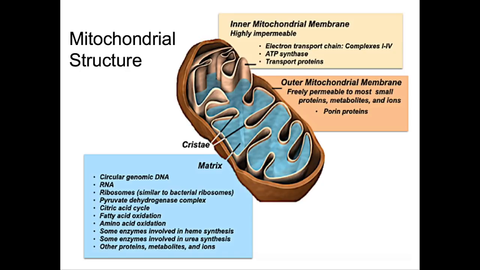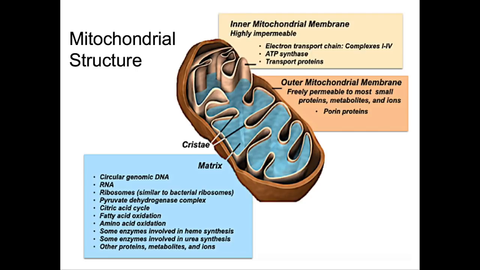Now, walking from the outside in, the next thing we're going to hit is the intermembrane space that lies between the outer mitochondrial membrane and the inner mitochondrial membrane. This is going to play an important role. The next thing we're going to see is the inner mitochondrial membrane. This is a highly impermeable membrane, and most things can't get through it unless there is a transporter that transports these small molecules or proteins through this membrane. This inner mitochondrial membrane contains the electron transport chain, and it also contains ATP synthase.